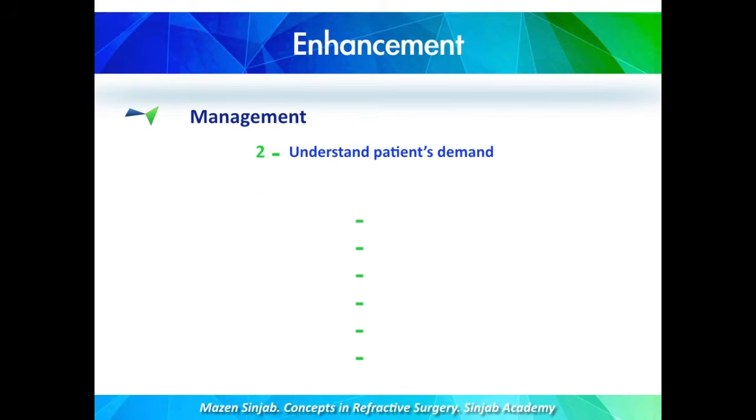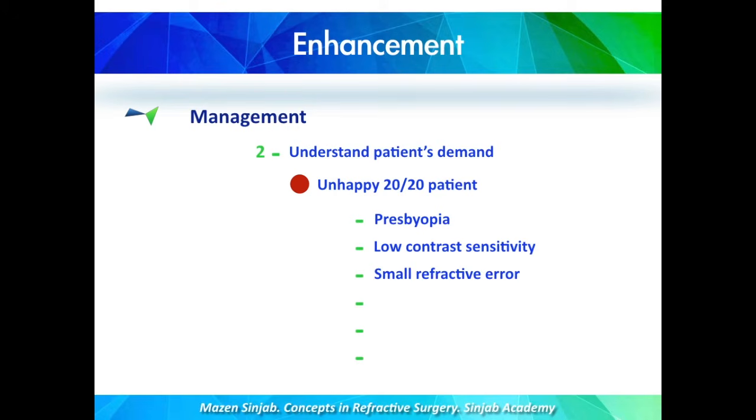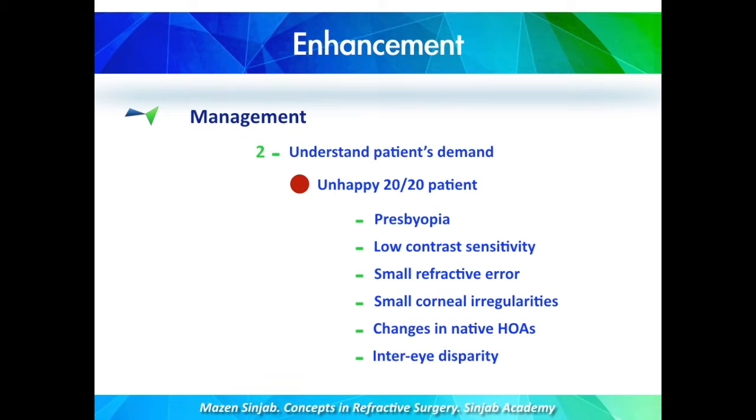Second, we have to understand patient's demand. First of all, is he an unhappy 20/20 patient? If yes, we have to know why. Does he have presbyopia? Does he have low contrast sensitivity, small refractive error, small corneal irregularities, small changes in native high-order aberrations, or any inter-eye disparity?